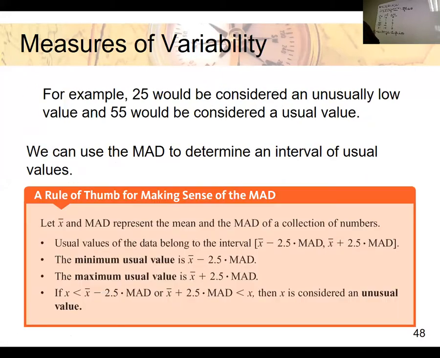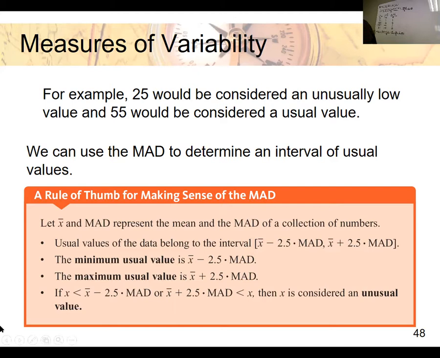All right, let me skip this slide here. We're going to talk about minimum usual value and maximum usual value. Here we can use the mean absolute deviation to determine an interval of usual values. An interval is just a range of numbers, because you're going to have the minimum usual value and the maximum usual value, which gives you a range of usual values.